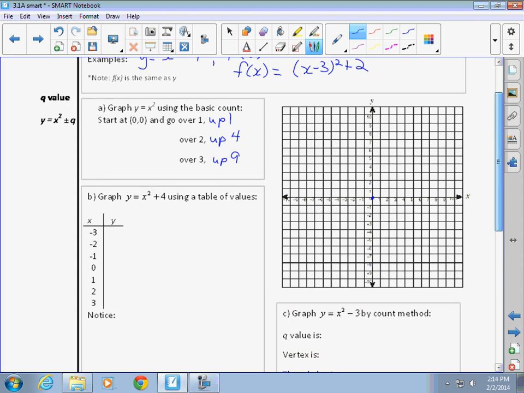So I have 0, 0, 1 and 1, over 2, up 4, over 2 to the left, up 4, over 3, up 9, and over 3, up 9. So again, as I'm graphing these, I have to make sure that I do my best to go through the line. And then I also have to make sure that I put arrows on the end, because I've just picked a few values that I'm plotting, but not all of the values.